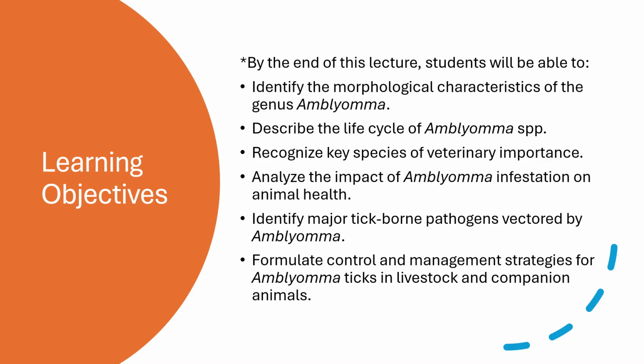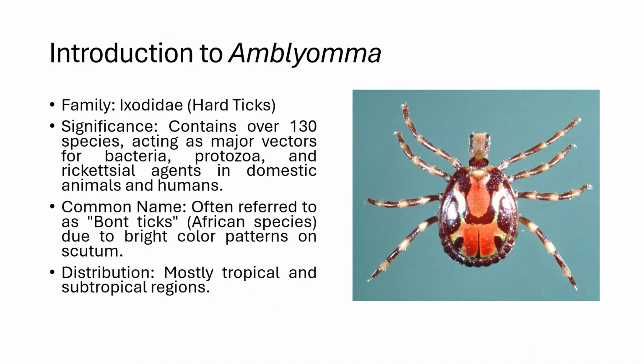By the end of this lecture, students will be able to identify the morphological characteristics of the genus Amblyomma, describe the life cycle of Amblyomma species, recognize the key species of veterinary importance, analyze the impact of Amblyomma infestation on animal health, identify the major tick-borne pathogens vectored by Amblyomma, and formulate control and management strategies for Amblyomma ticks in livestock and companion animals. For the introduction, the genus Amblyomma belongs to the family Ixodidae, or the hard ticks.